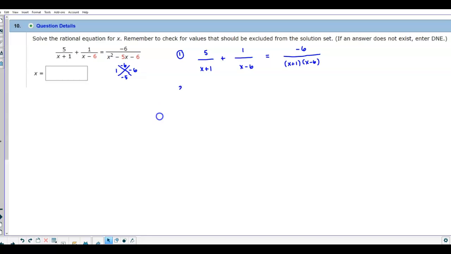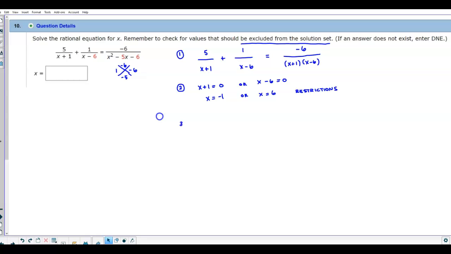So therefore, when we factor this, it's going to be x plus 1 times x minus 6. Okay, now step 2, we want to find our restrictions. So since we have an x plus 1 in the denominator, we're going to set that equal to 0, or we're going to set x minus 6 equal to 0. So x is equal to negative 1, or x is equal to 6 are the restrictions. And again, those are the values that should be excluded from the solution set.